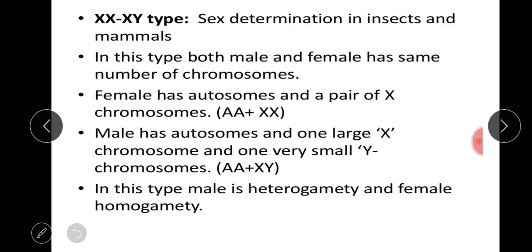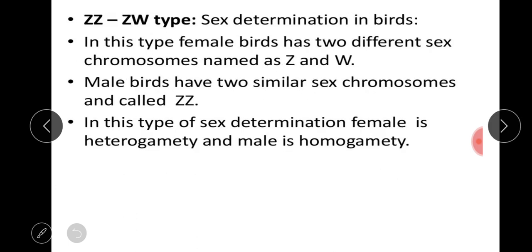The other type is ZO-ZZ type. In this method of sex determination, the female is heterogametic, that is ZO, and male is homogametic, that is ZZ. It occurs in certain butterflies and moths.